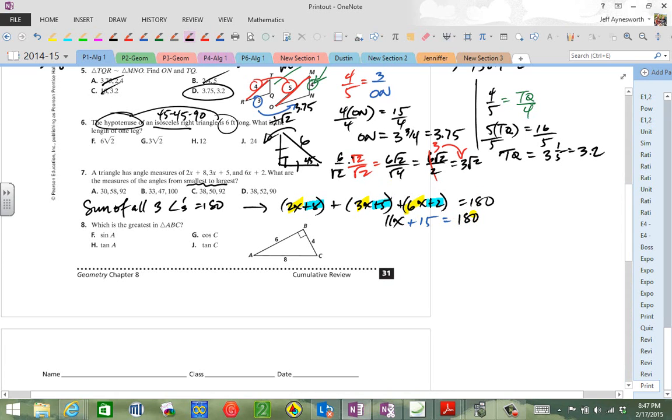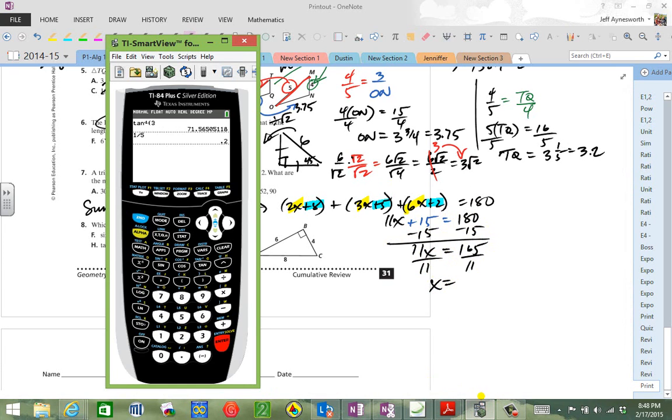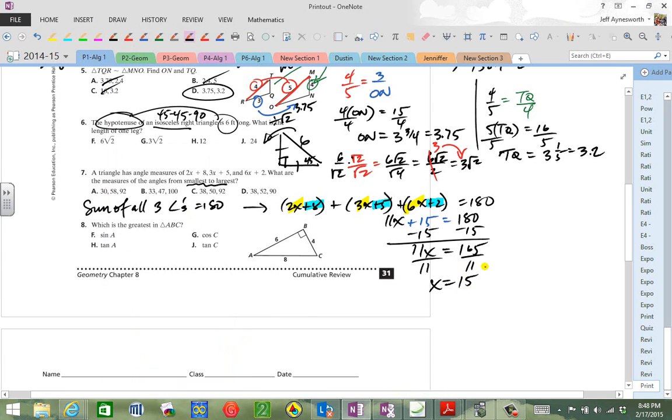It's all algebra from here on out. All right, so 11x is equal to 165. Divide by 11, divide by 11. If you don't know it's 15, then do it on a calculator, right? Or do it on the side. I don't care how you do it. Just go for it, man. All right, it's 15. So x is 15.